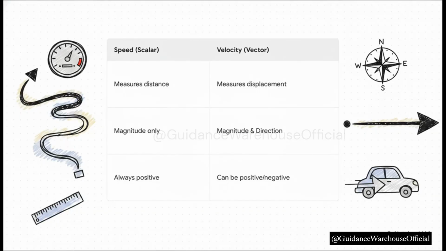So let's put it all together, side by side. Speed, that's our scalar quantity. It measures the entire path you took, the total distance, and it's always going to be a positive number. Velocity, on the other hand, our vector, only cares about where you started and where you ended, your displacement, and it can be positive or negative to show if you're going forwards or backwards. Here's the easiest way to think about it. Your car's speedometer shows your speed. Your velocity is that speed plus the direction you're heading at that very moment.